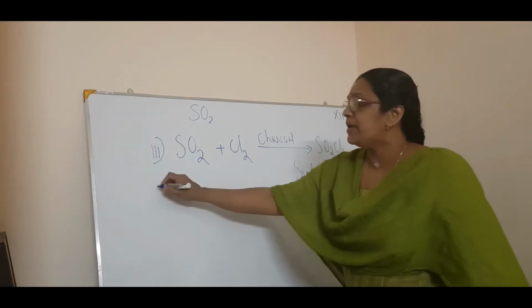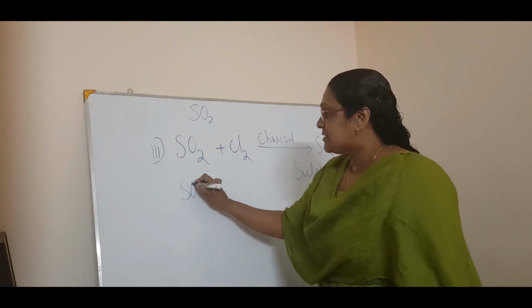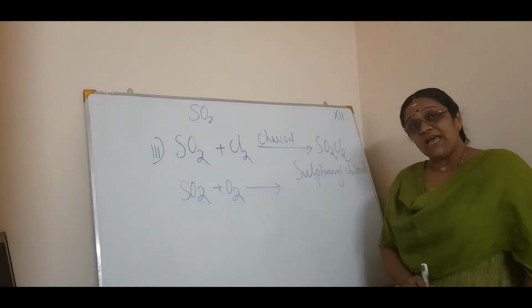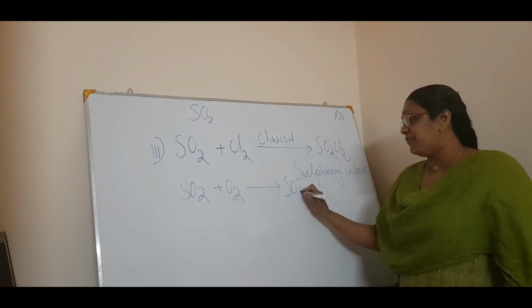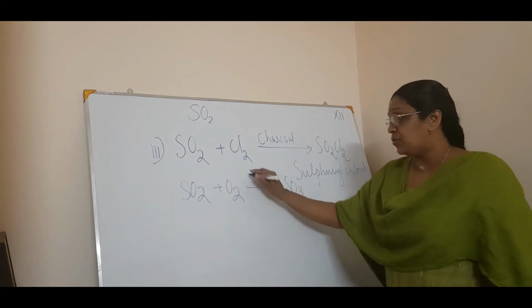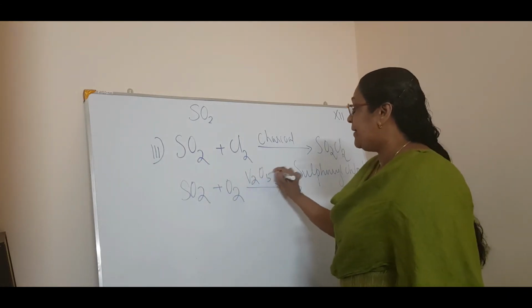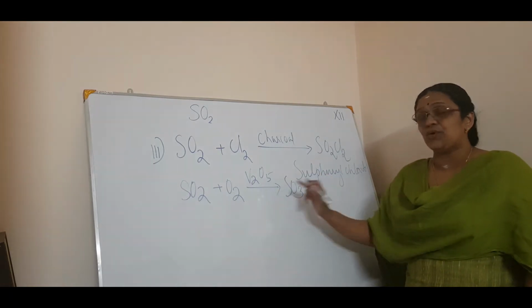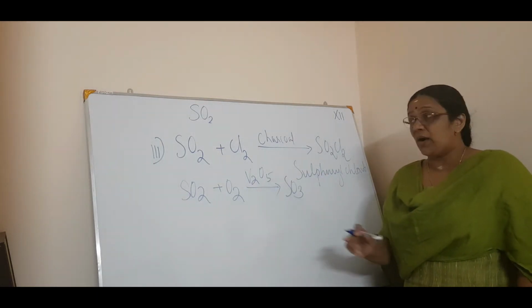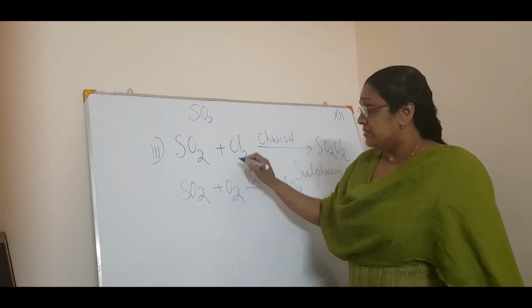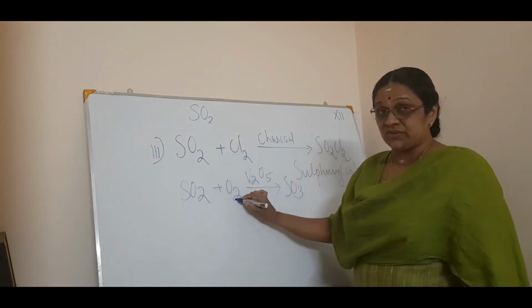Okay. Now one more reaction in connection with this is sulfur dioxide plus oxygen. Sulfur dioxide plus oxygen will give you what? Sulfur trioxide. In this reaction also you are using vanadium pentoxide as a catalyst. So two catalytic reactions they specify here. Both are with nonmetals. One is chlorine and the other is oxygen gas.